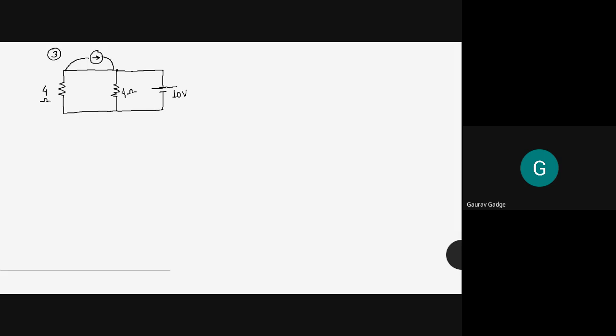There is one current source present here, whose value is 10 ampere. Now I have two questions related to this. First question, is there any effect of this 10 ampere current source in the circuit?